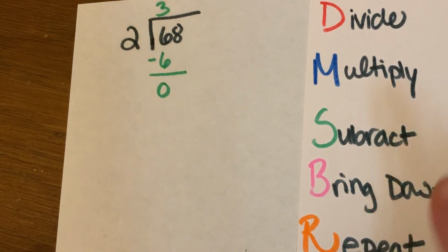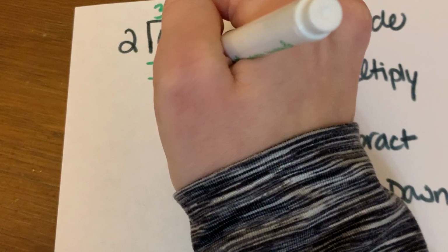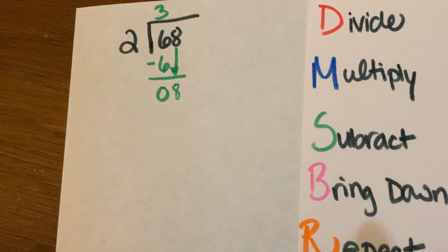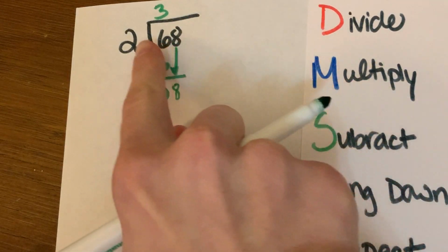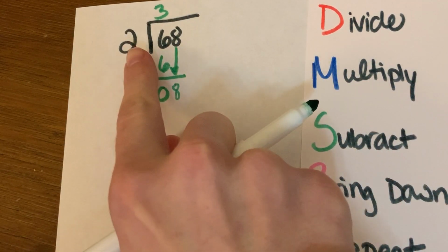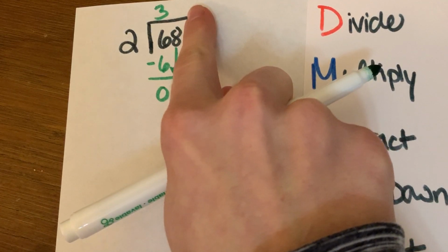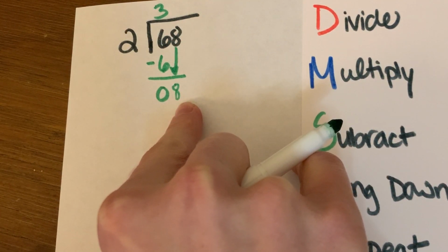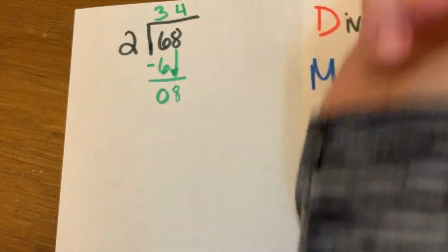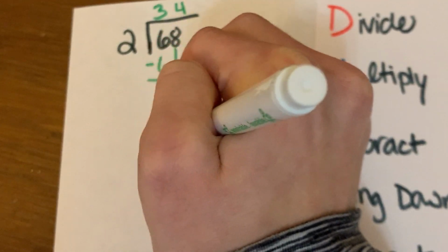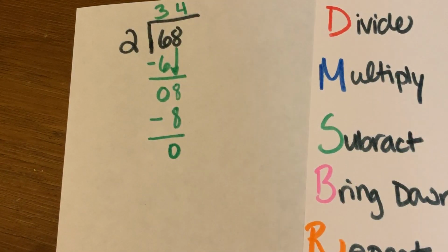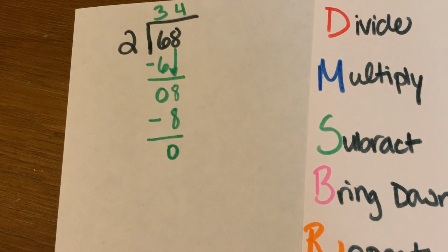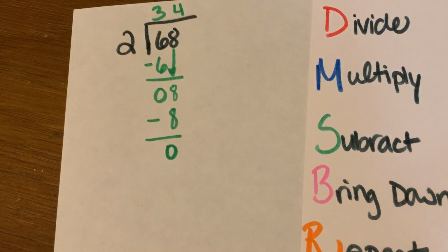My next step is to bring down. I'm going to bring down the next number, which is 8, and then I repeat the process. Dividing 8 divided by 2. So I ask myself, 2 times what, multiplying, gives me 8? Well, 2 times 4 gives me 8. I subtract 8. I end up with 0. So 34 is my answer.